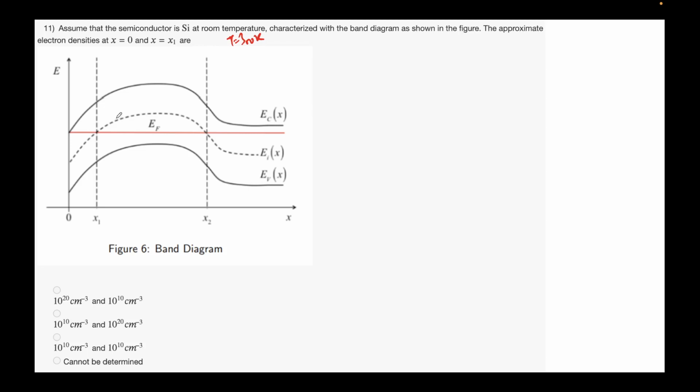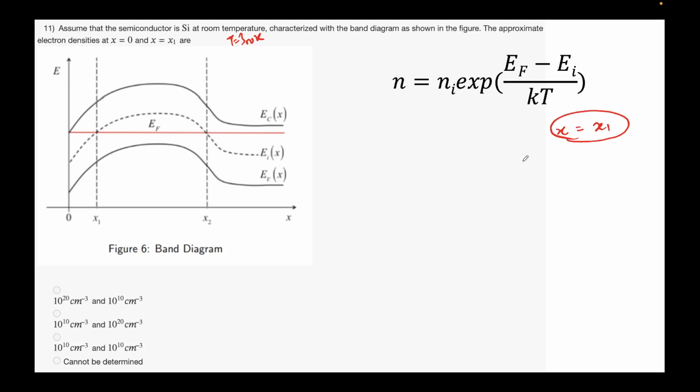Now in this case I need to go back to your second lecture. In that we had this kind of an expression. Okay, remember this, we had this expression, right? So now let's first solve it for x equal to x1. For x equal to x1, I'm writing it as n1. It will be ni exponential of Ef minus Ei.